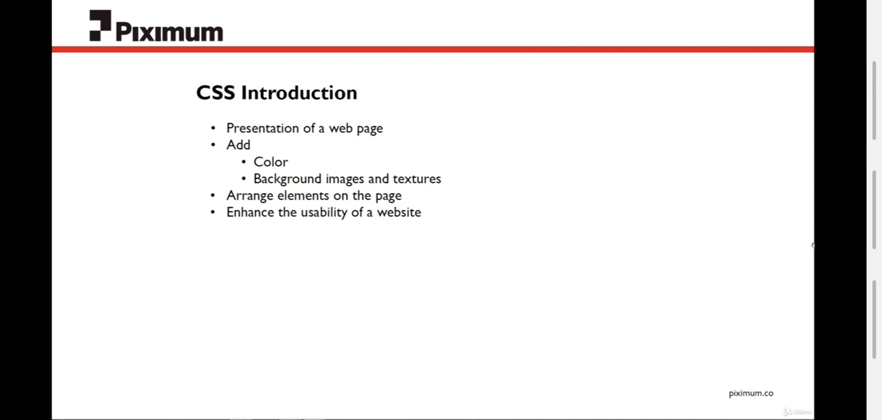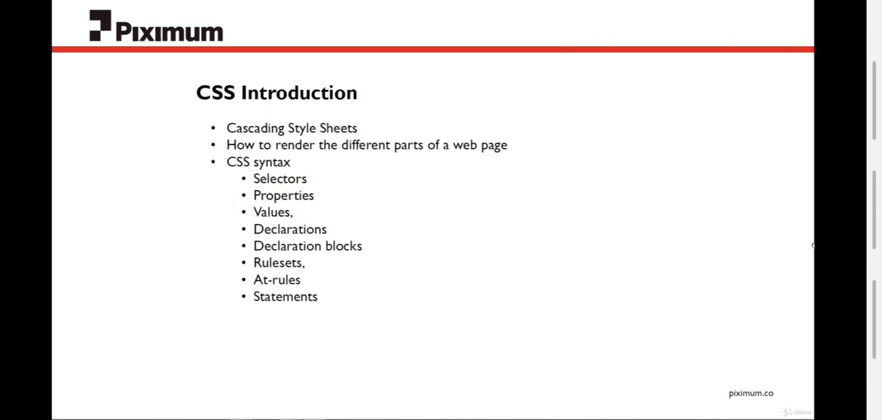It is also used to enhance the usability of a website. CSS stands for Cascading Style Sheets, and it is the language used to style the visual presentation of web pages. CSS is the language that tells web browsers how to render the different parts of a web page. CSS syntax is simple and includes selectors, properties, values, declarations, declaration blocks, rule sets, @rules, and statements.